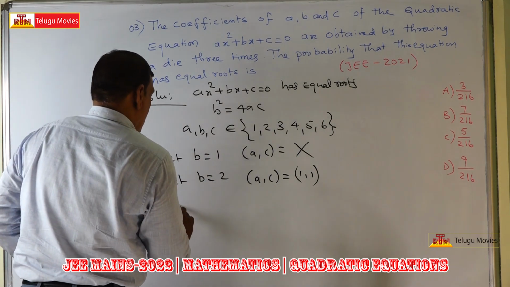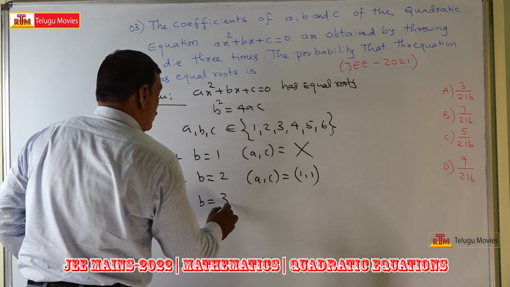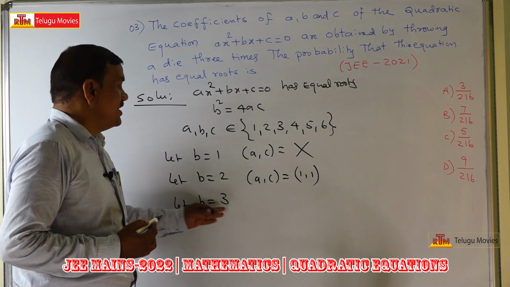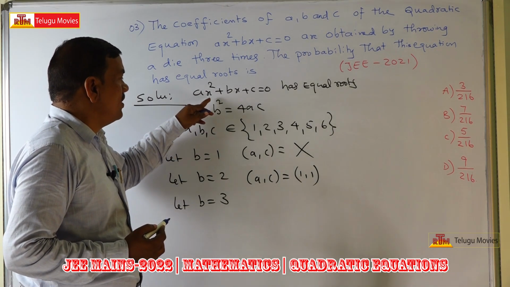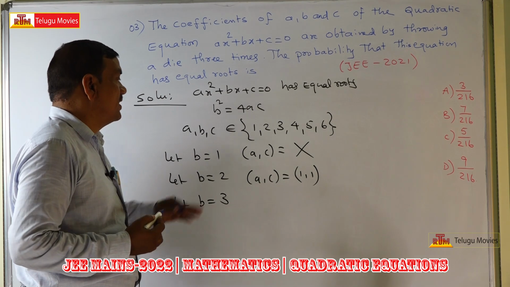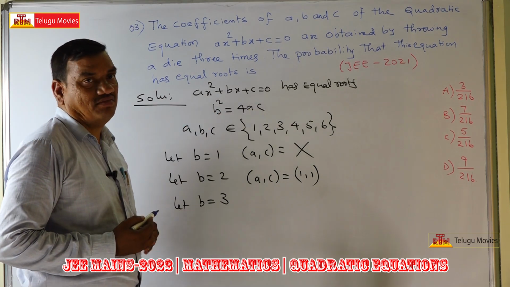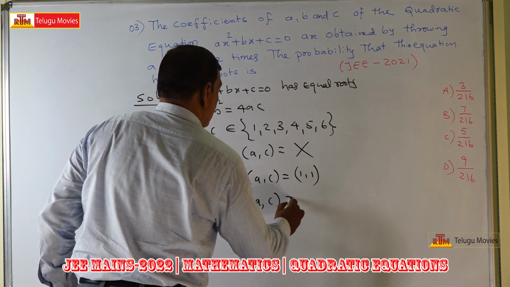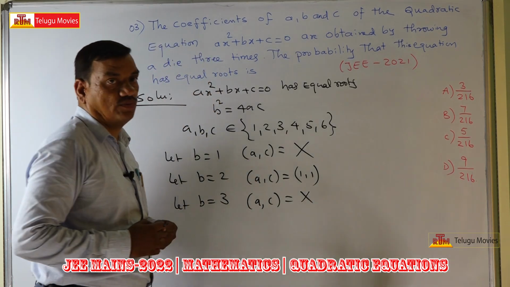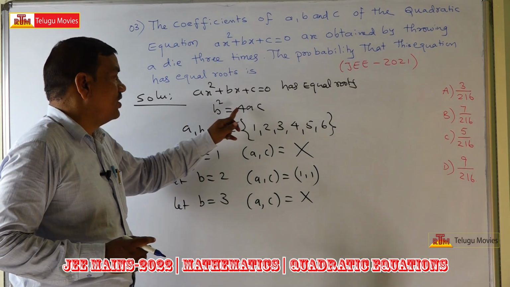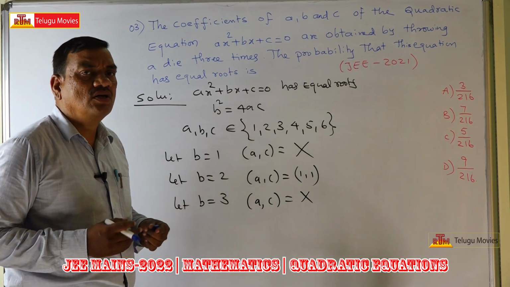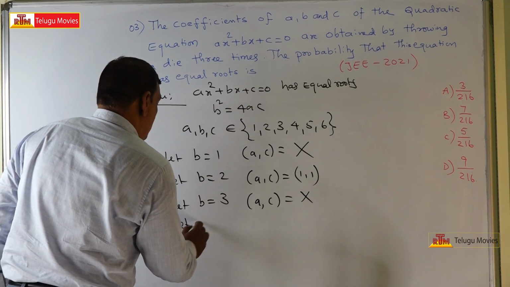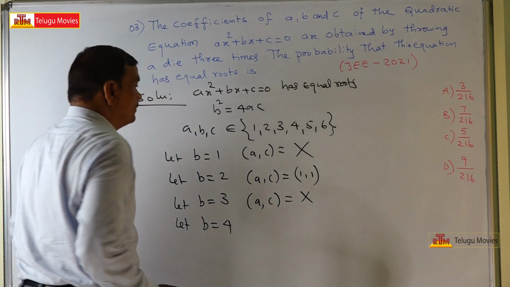Now, let b is equal to 3. If you take b is equal to 3, 3 square how much? 9. 9 is equal to 4ac. It is not at all possible. Why? Because 3 square is 9, and if you multiply 4 with any number, you will get an even number. You won't get 9.